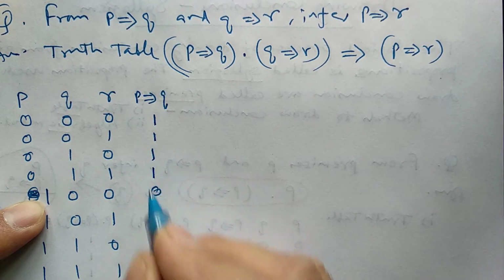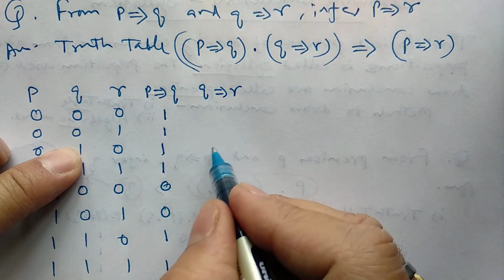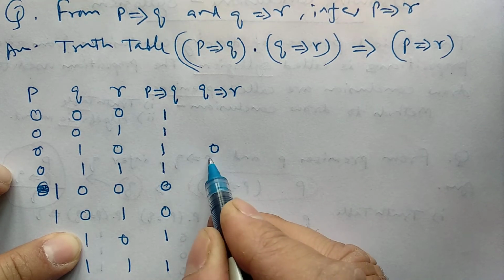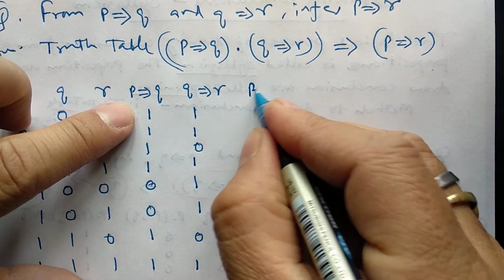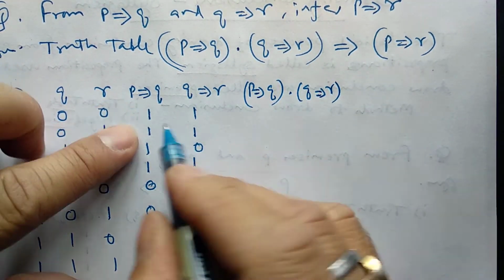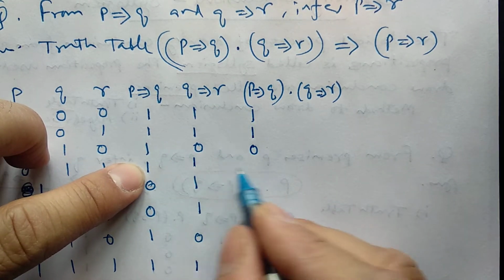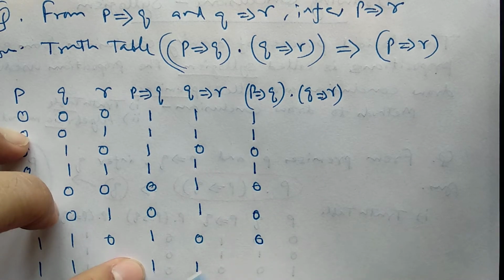Otherwise 1. Q implies R: if Q is 1 and R is 0, then 0, otherwise 1. Now the left hand side, P implies Q and Q implies R. 1 and 1 is 1, 1 and 0 is 0, 1 and 1 is 1. This is 0, 0 and 1 is 0, 1 and 0 is 0, 1 and 1 is 1.